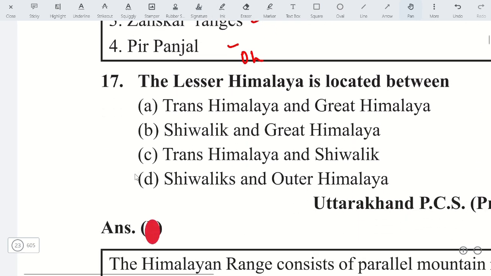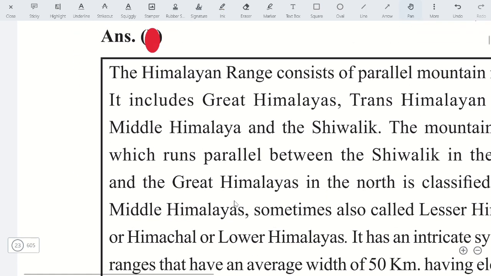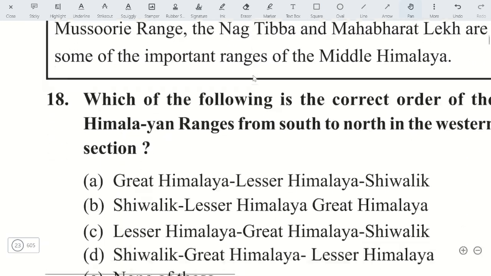The Lesser Himalaya is located between. Lesser Himalaya means Middle Himalaya. Then it is located between Shivalik and Great Himalaya. B option will be correct. Middle Himalaya is also called Himachal Himalaya. Remember this. Let's move on to the next question.